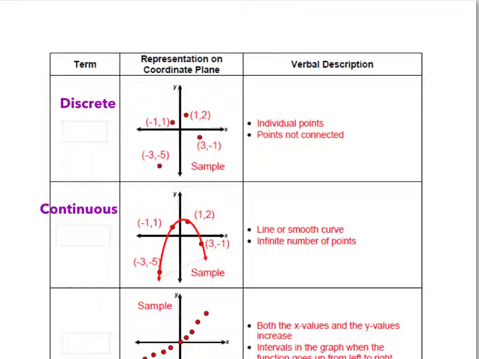On the next part, we have discrete functions, and we also have continuous functions. Discrete, once again, means your points are not connected, so you don't want to connect your points. A continuous function is going to be a line or a nice smooth curve, and you have an infinite number of points. So anything that is on this graph exists, whether it's emphasized as a point or not.